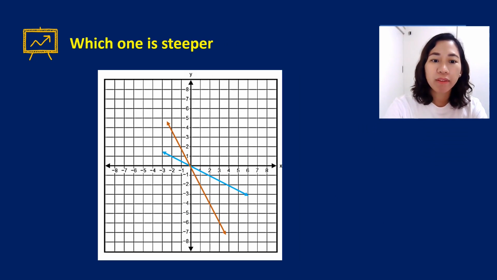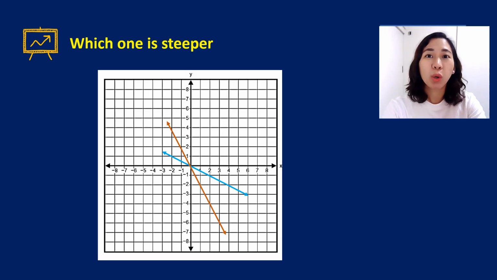Alright, so suppose we are given these 2 lines. Imagine that this is a mountain and you want to climb it. Which mountain are you going to climb? The blue one or the orange one?